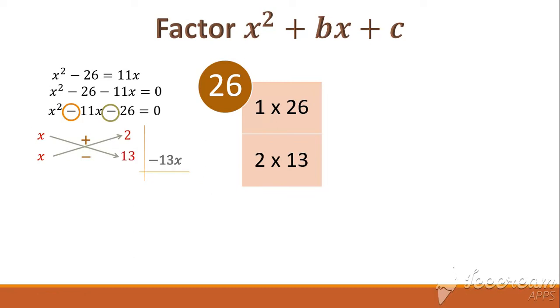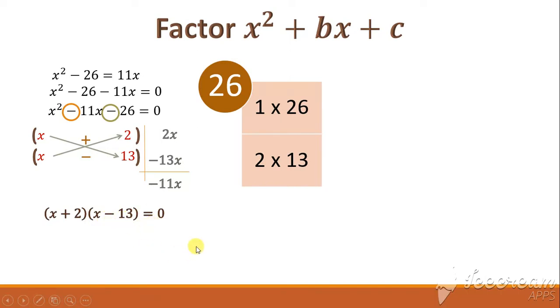x times negative 13 is negative 13x, and x times 2 is 2x. Now I subtract these two numbers and I have negative 11x. I can see that the value negative 11x is just the same as the number I need on here. So I'm going to make a parenthesis for each one, and I'm going to have now my equation: x plus 2 times x minus 13 equals 0.